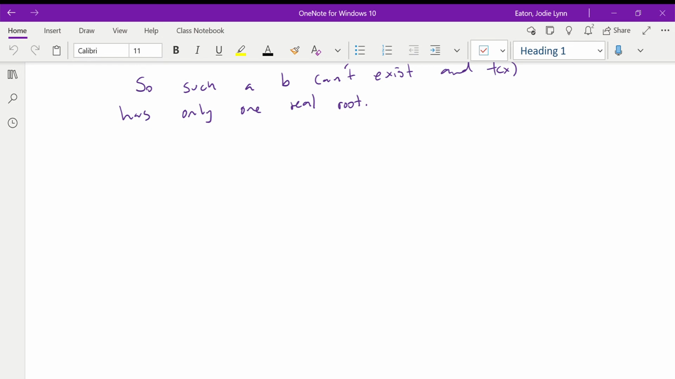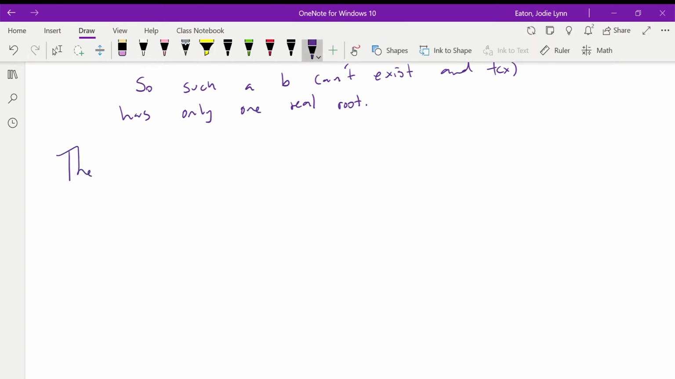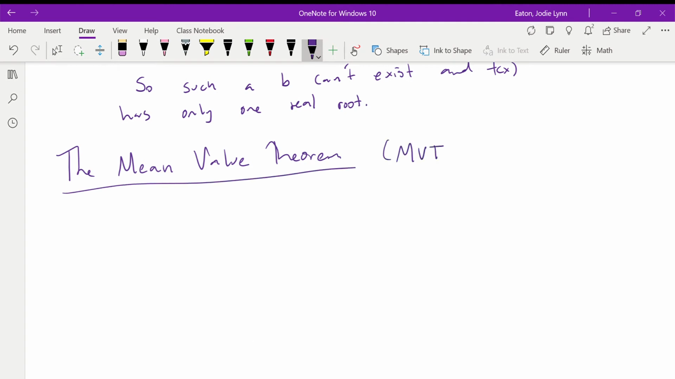From Rolle's theorem, we now have the ability to prove the mean value theorem. So here is the mean value theorem, or MVT for short. We want to be careful not to confuse this with the intermediate value theorem.